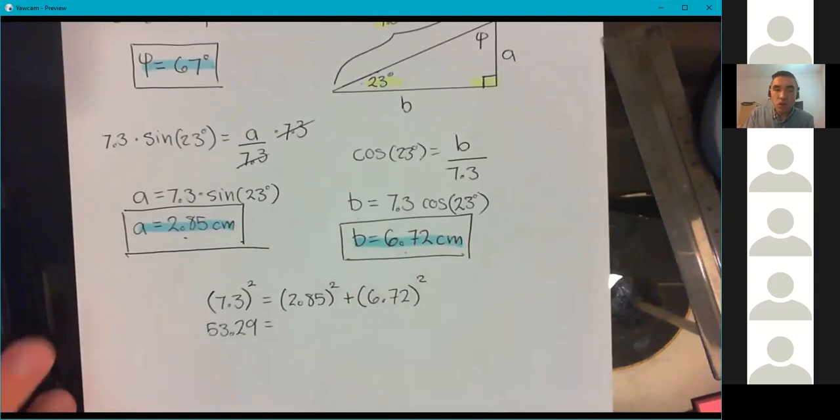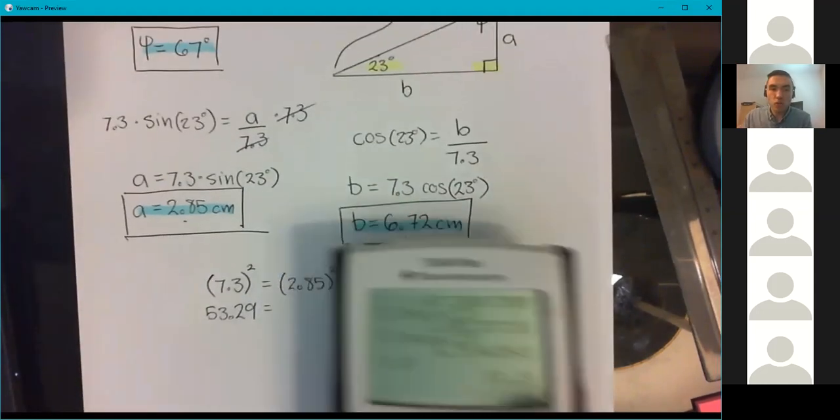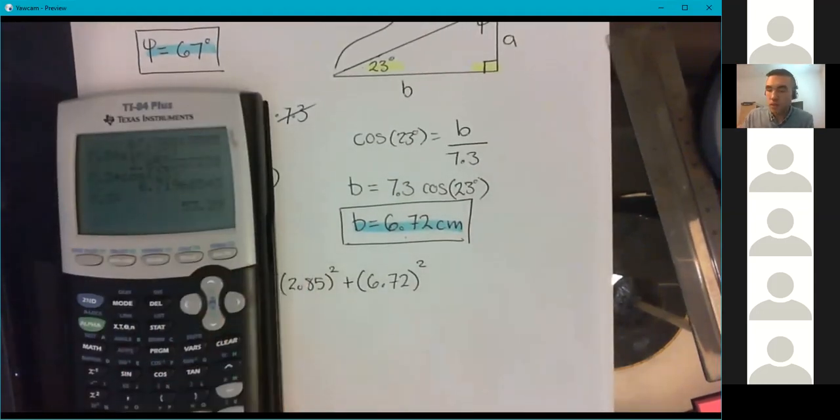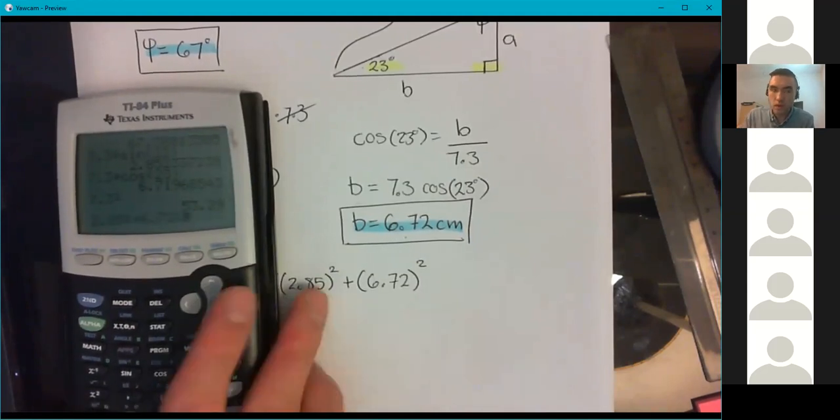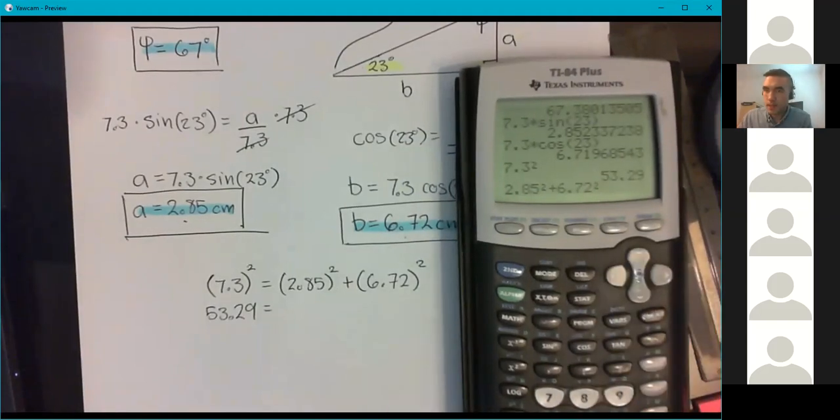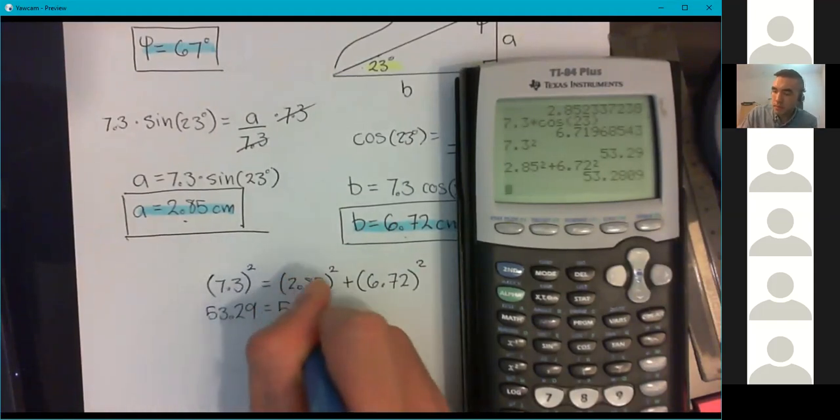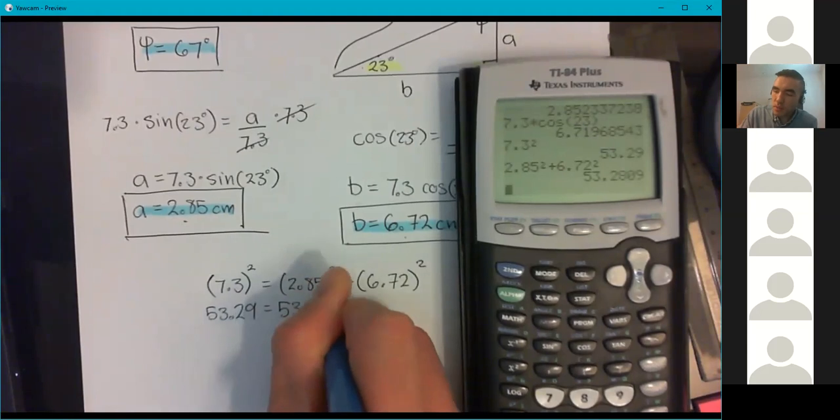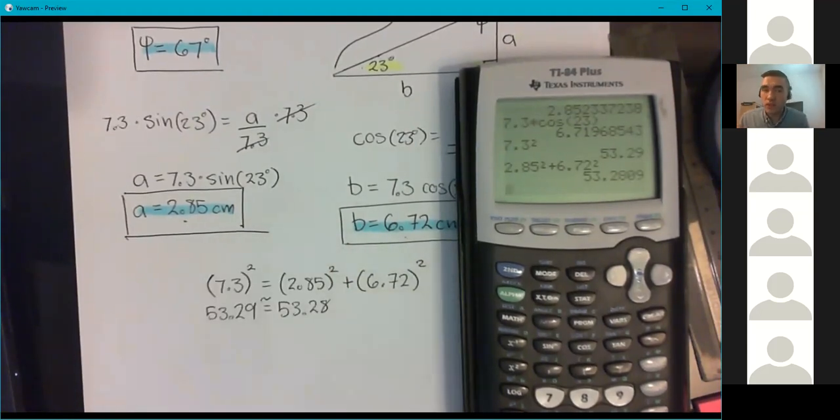And if this is all valid, then I should get a really close number on the right-hand side. 2.85 squared plus 6.72 squared. Y'all ready? 53.28. Because of rounding errors, I'm going to go ahead and say that that is close enough. They are approximately equal to each other.